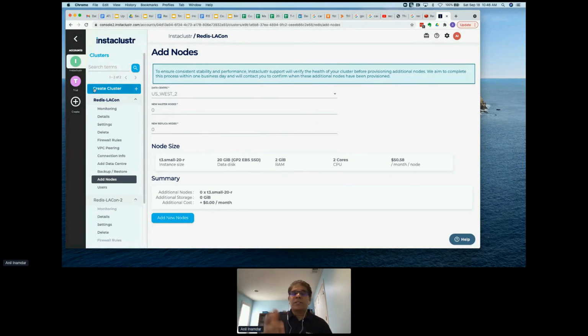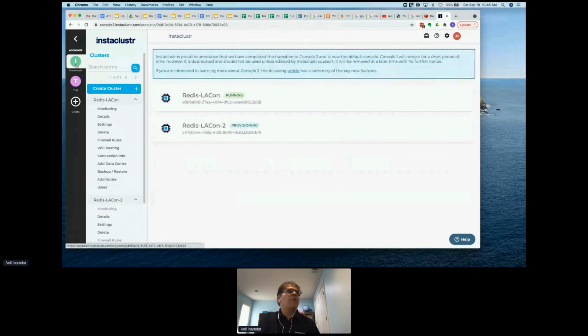But anyway, I think it's a simple demo of how easy it is to create a Redis cluster. This is the Redis con, which I just started. It is provisioning, so it'll take maybe 4 or 5 more minutes to run. But the idea was to just show you how easy it is to deploy a cluster. Let's go back to the original slide.